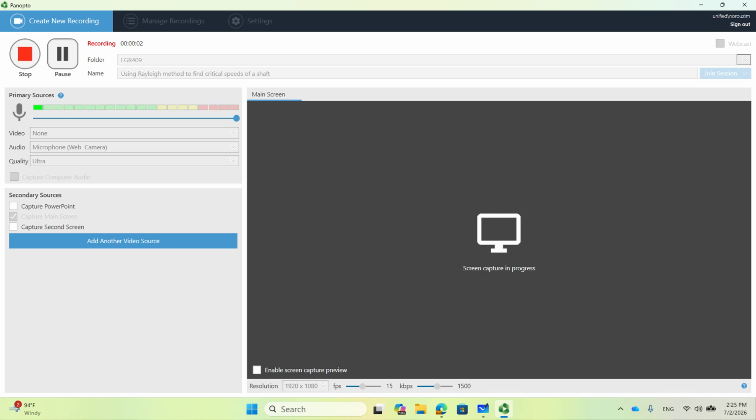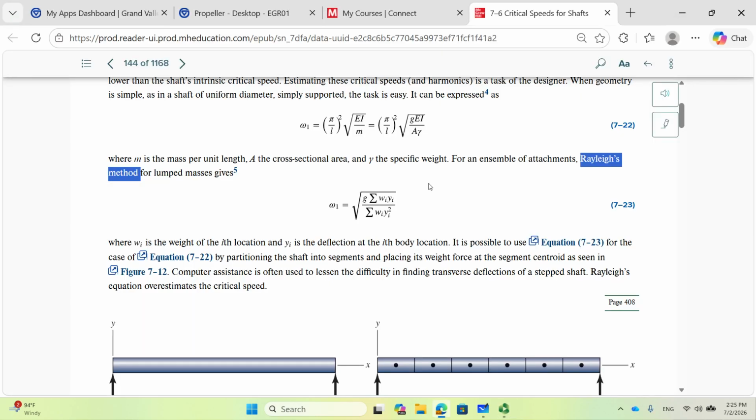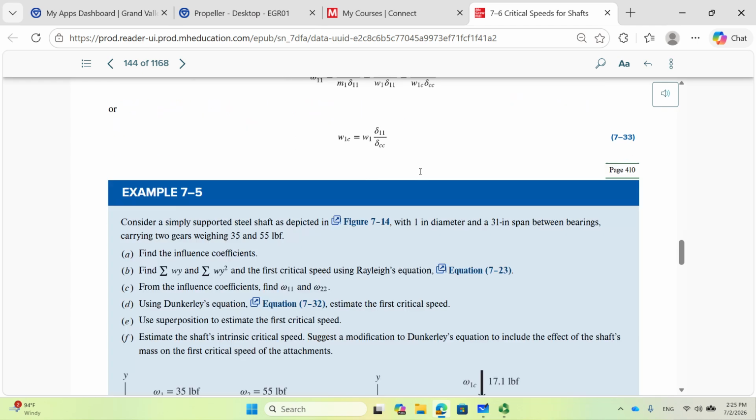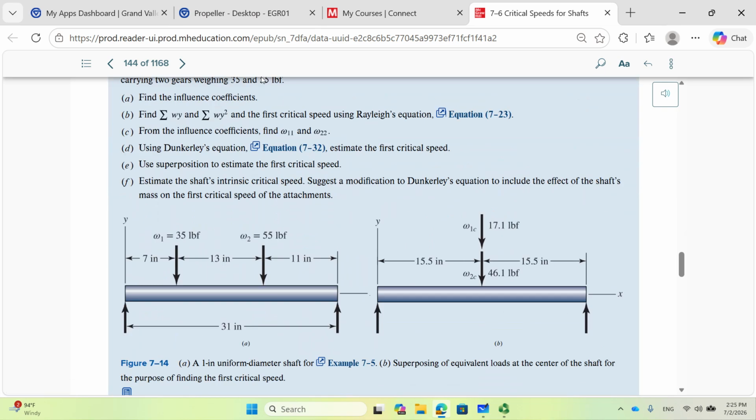Alright, in this video I'm going to talk about finding natural frequencies of a shaft using the Rayleigh equation. So here's the equation for natural frequency or first critical speed of a shaft when there are machine elements sitting on that shaft. Those could be, for example, gears. Alright, so for this I'm gonna do this problem from Shigley's book.